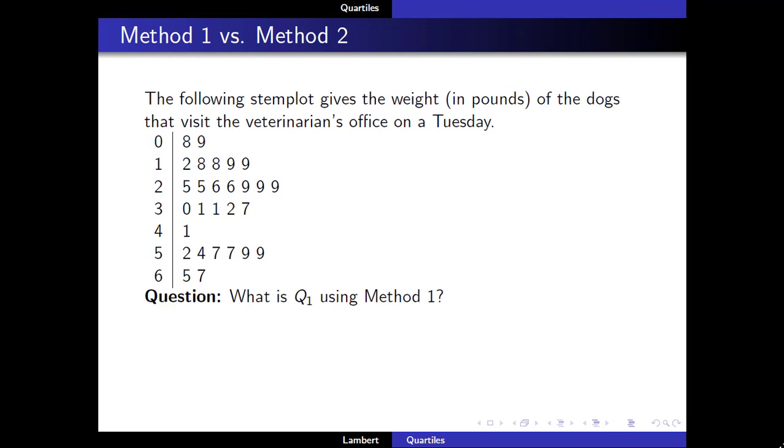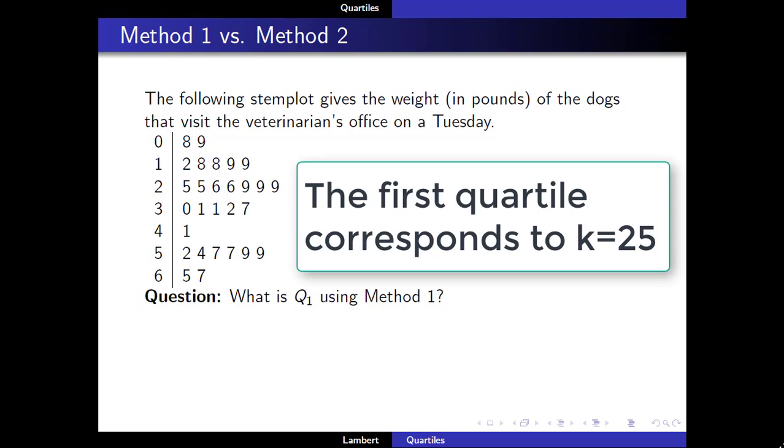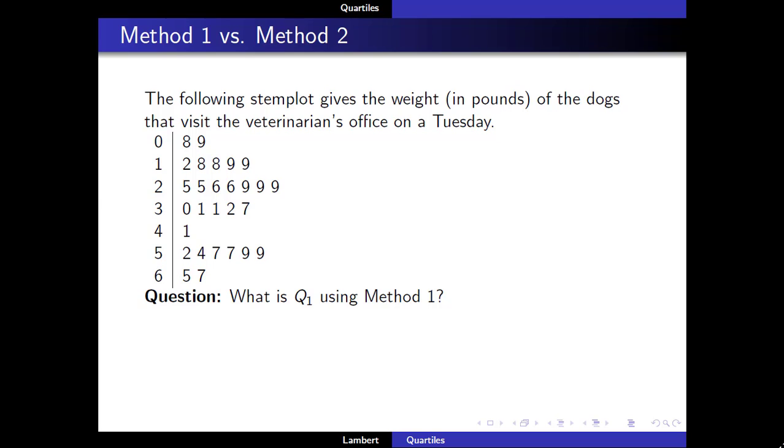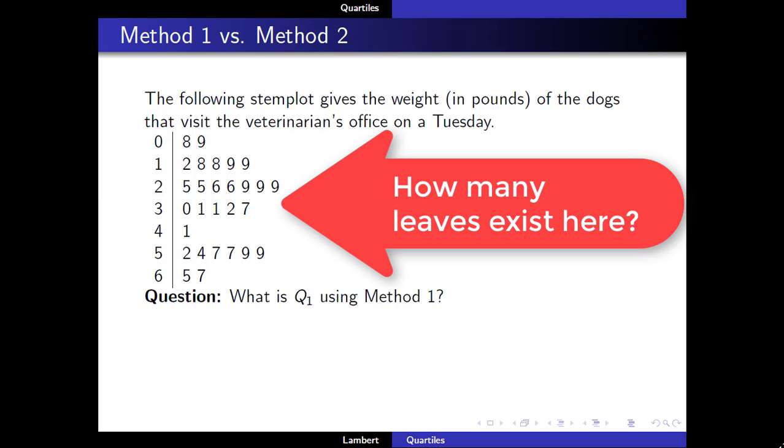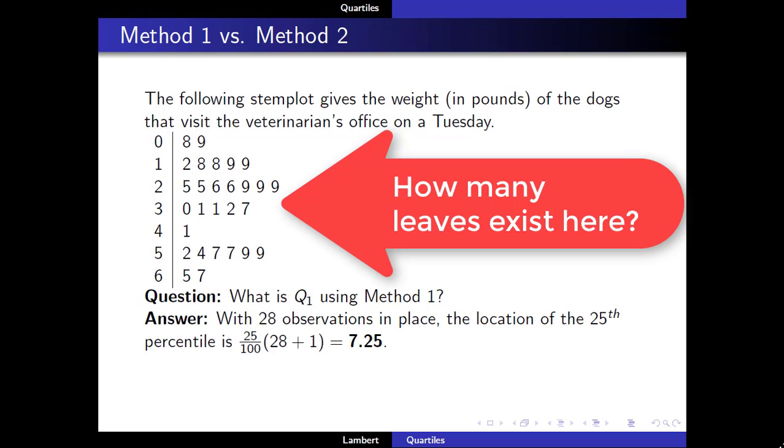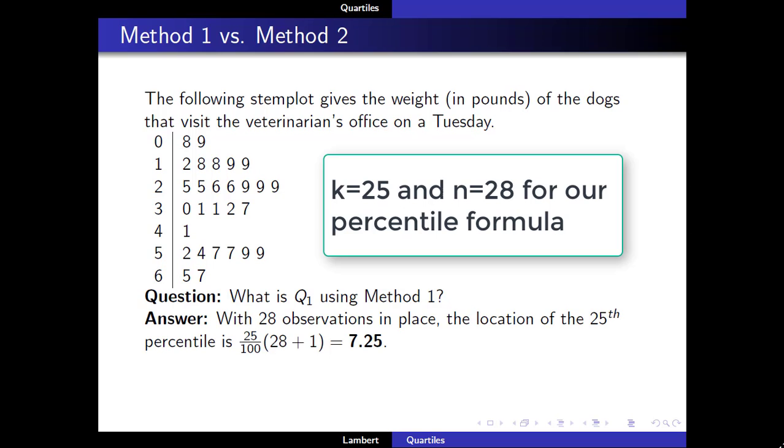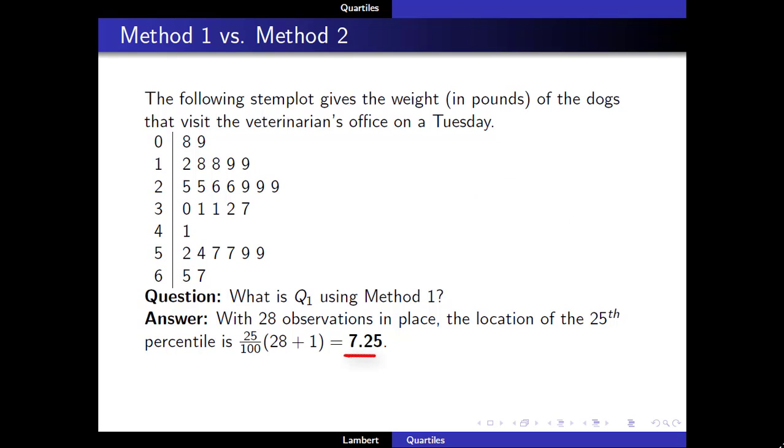Now we're going to use method 1 to calculate the first quartile. Using that method, we're just looking for the 25th percentile. That means our k value for percentile is 25, and for our n value, we just need to count the number of dogs that visited the veterinarian's office. We can do a quick count and see there are 28 different values. So n equals 28, k equals 25, so the location is 7.25. Now all we need to do is find the 7th and 8th data value. You can count, you start with 8 pounds, 9 pounds, and so on.